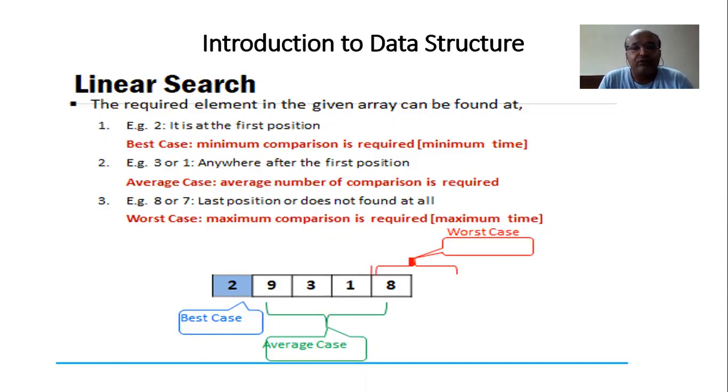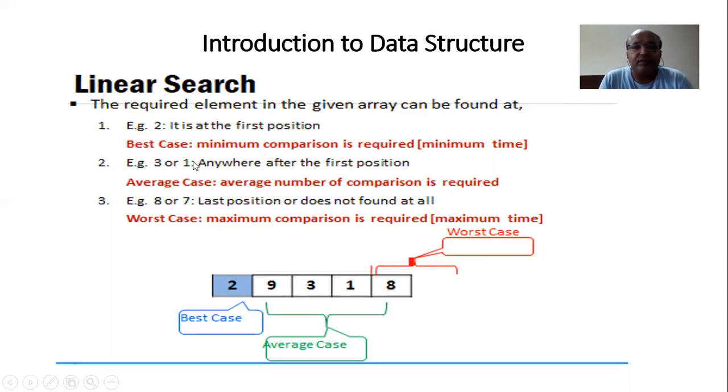If you want to find a 2, what will happen? You will compare with the first element, and the first element of our array is 2. So definitely we'll get our desired element with only one comparison. That is the example of the best case. In this figure, you will get it at position number 1. So in the best case, we'll have a minimum number of comparisons, so it will take a minimum amount of time.